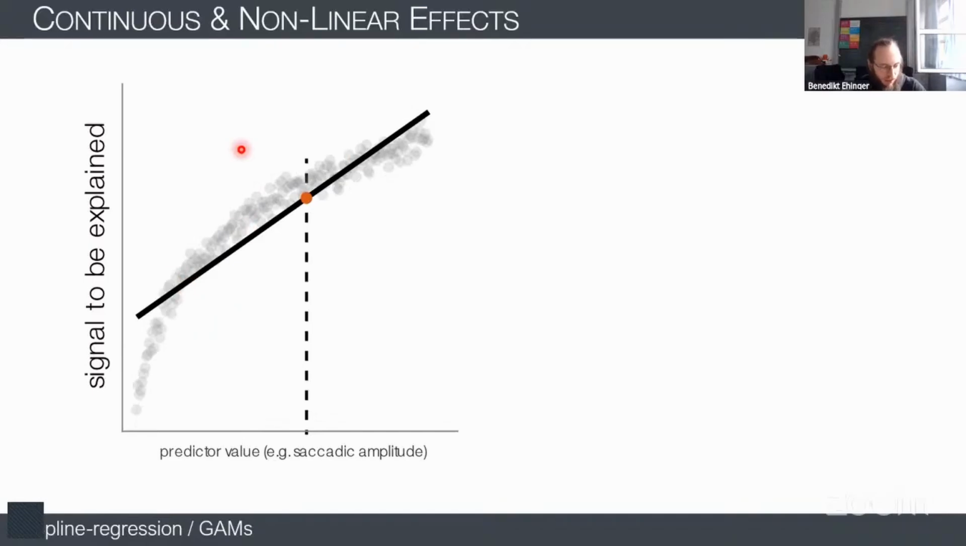And one thing that people are doing is that they say, okay, maybe let's just bin the variable. So we're going to define one predictor that only models these trials, one predictor that models these trials, one predictor that models these trials, one predictor models these trials, etc. And then each of these will have a different beta, different coefficients. It's just 0 or 1. You're either in that group or in one of the other ones.